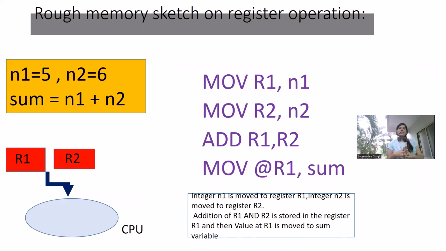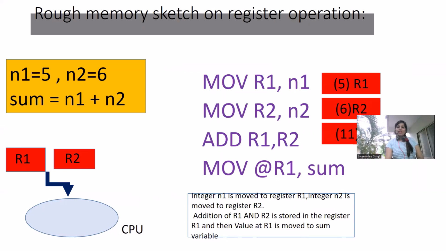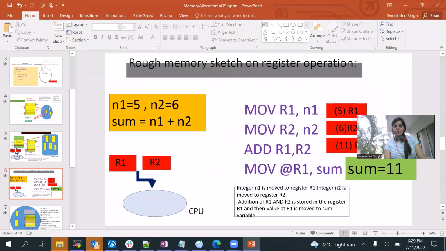So R1 has the final addition result of R1 and R2, and when this move operation is performed, the value at R1 is moved to the sum variable that was declared. So this way, after the print statement, we get the output as sum equals to 5 plus 6 equals to 11. Okay, so I hope this concept is clear to you.